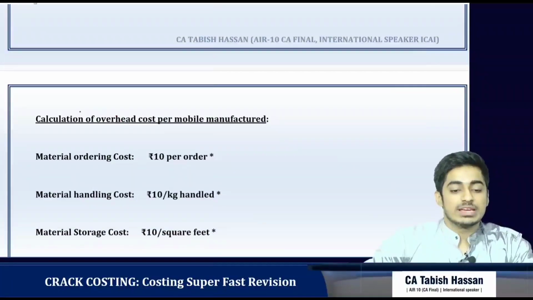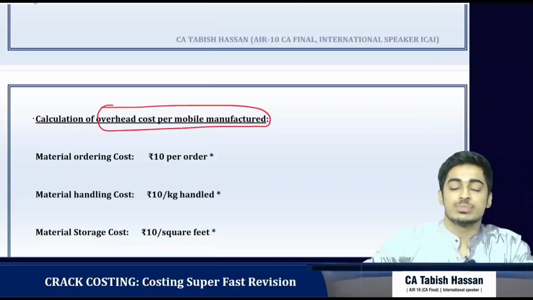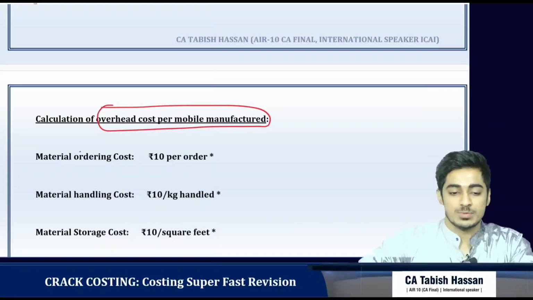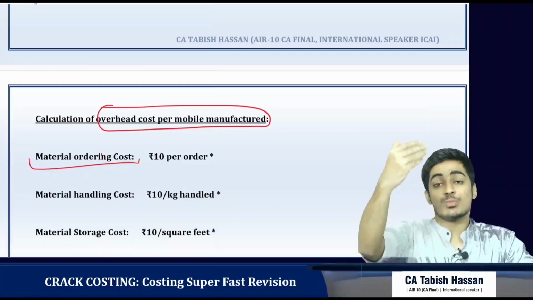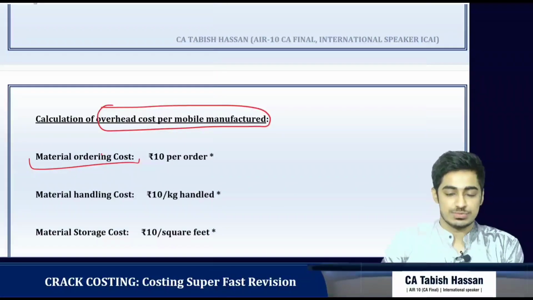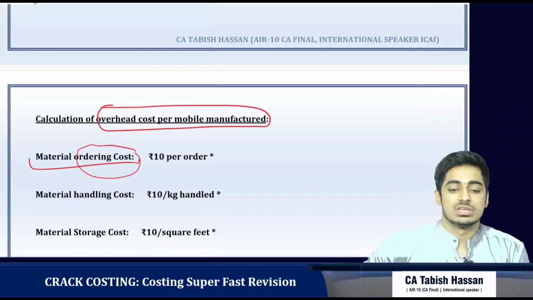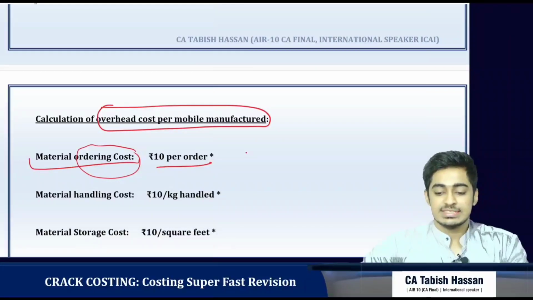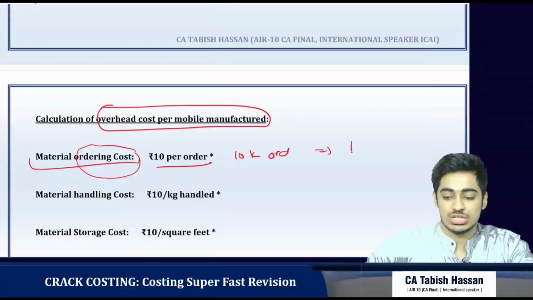So we make a statement to calculate the overhead cost per unit manufactured. In our case, it was per mobile manufactured. So we have all the activities, and then we see how much of activity is actually consumed, and we multiply it by the relevant driver. So we've got the material ordering cost. It was 10 per order, and say in a year we've placed 10,000 orders. So it comes to 1 lakh.